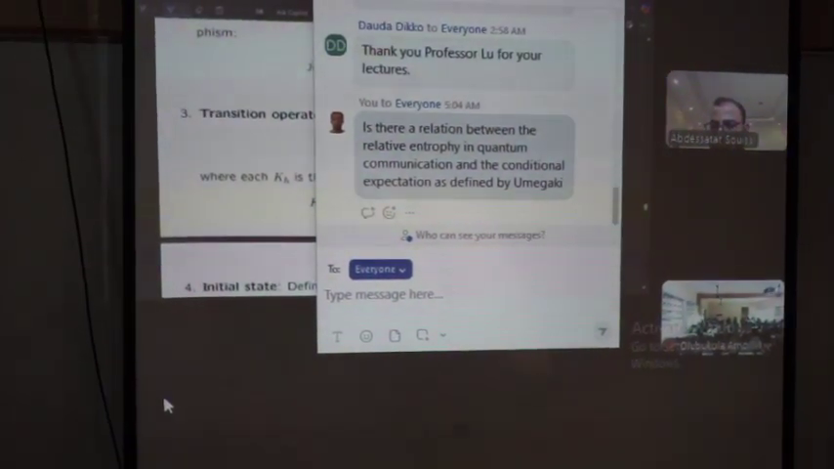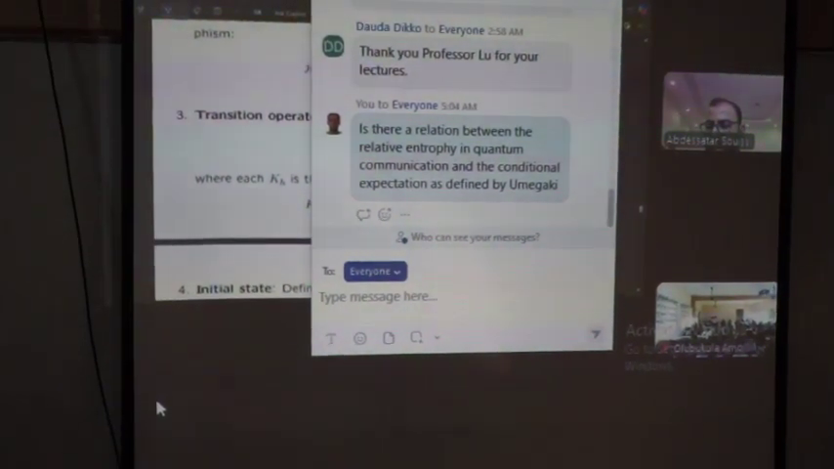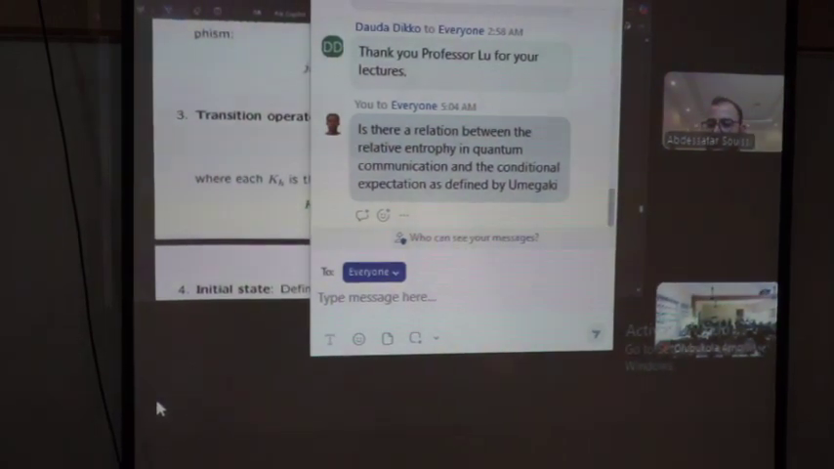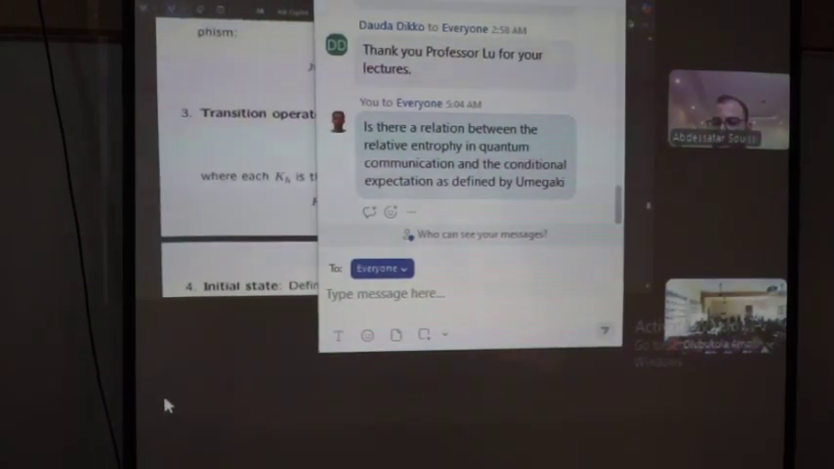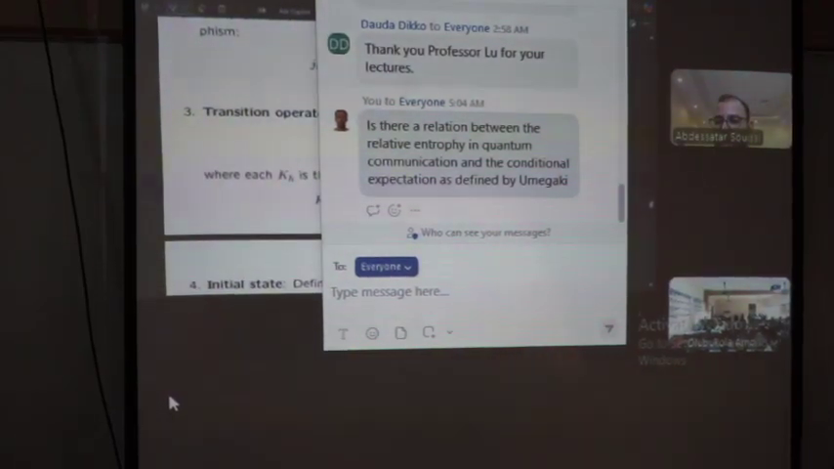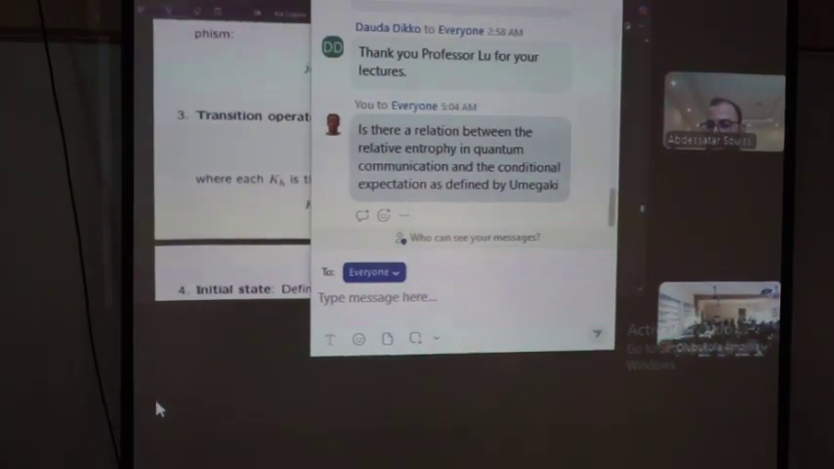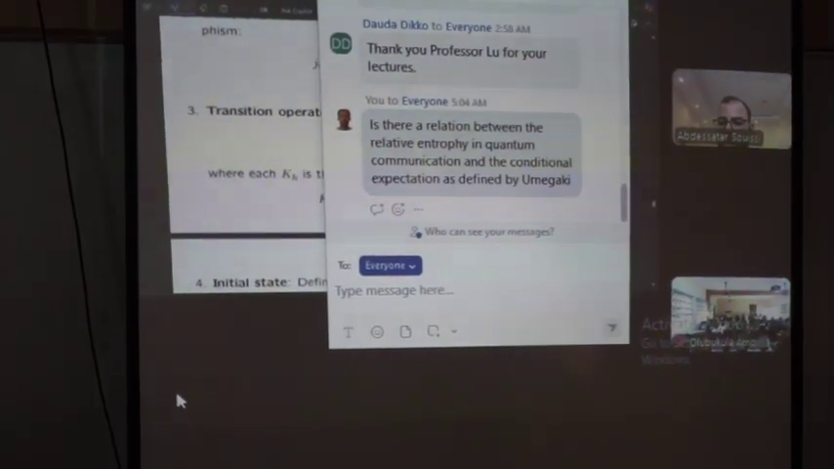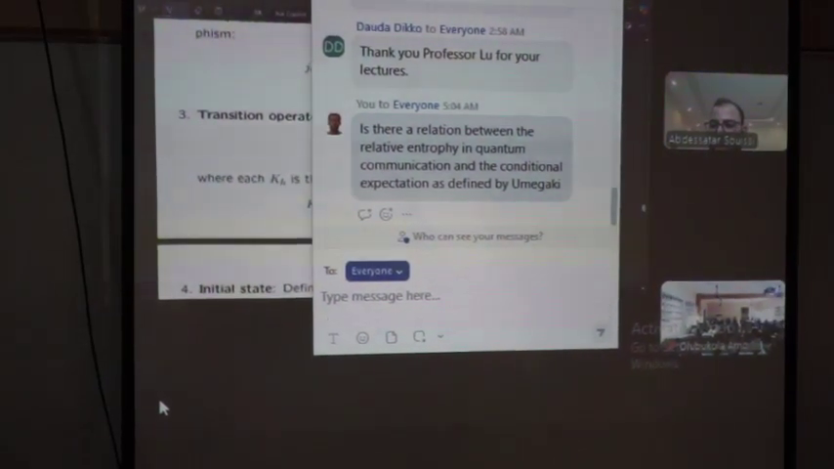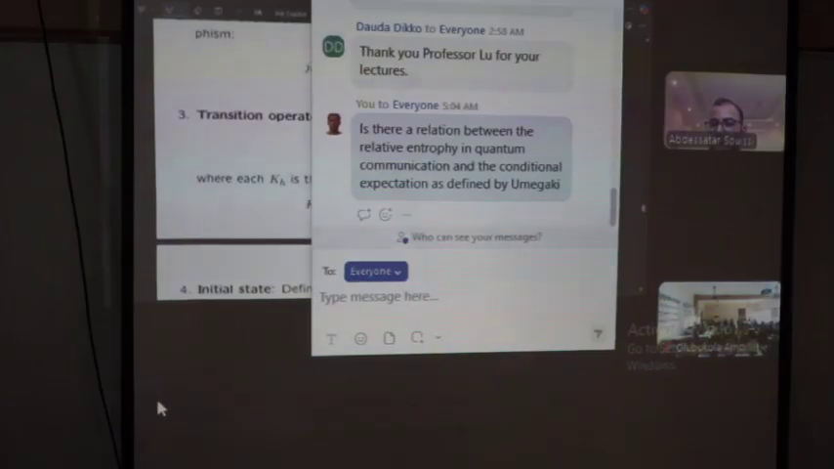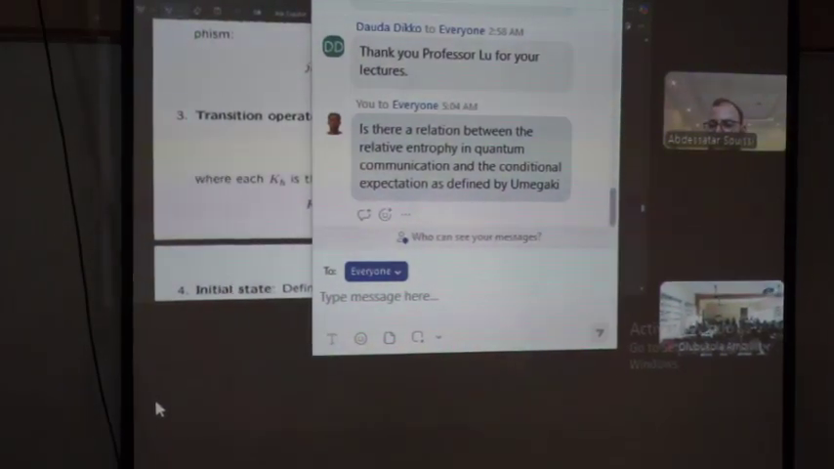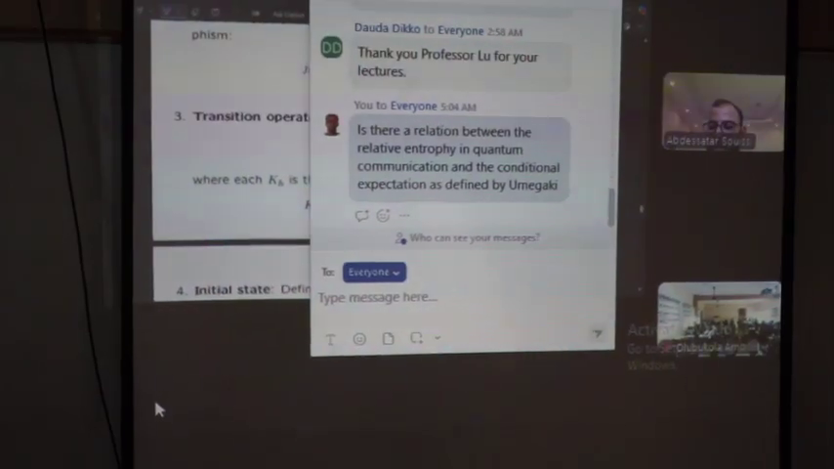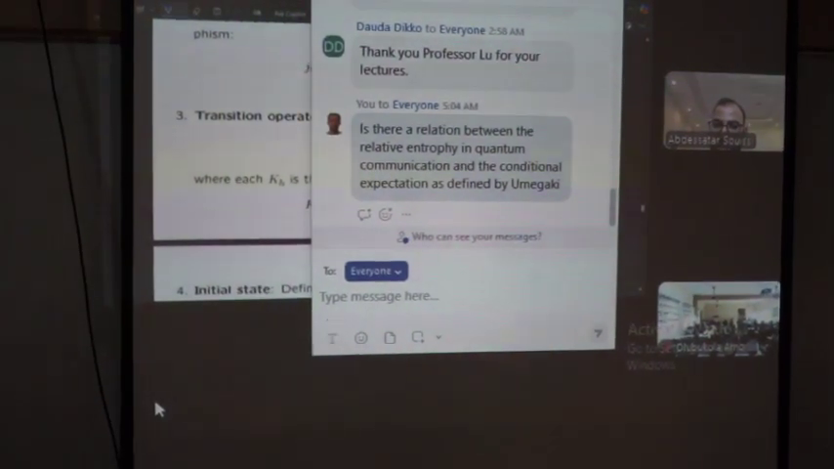Some of the notions were introduced by Umegaki himself. Then Araki, Ohya, and lots of people. And there is a huge number of contributions in this direction. So yes, there is a relation. But this requires reading more, as I said, many pages and also books going in this direction.